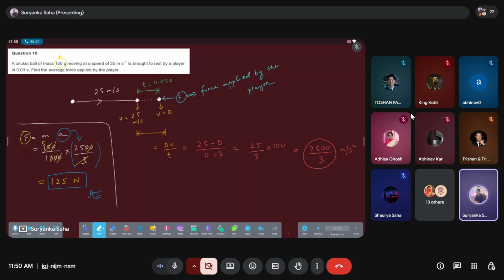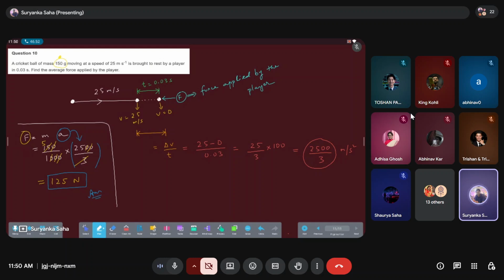Why this negative? Sir, because retardation means basically force is applied in the opposite direction of the ball so that you can stop it. So that's why it's a retarding force, negative. You don't have to think about that. Okay, force applied by the player to stop the ball.